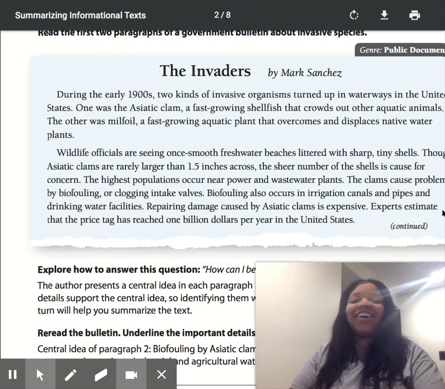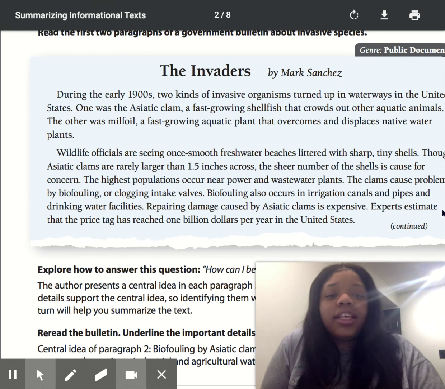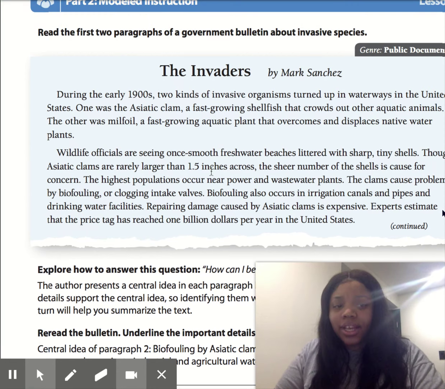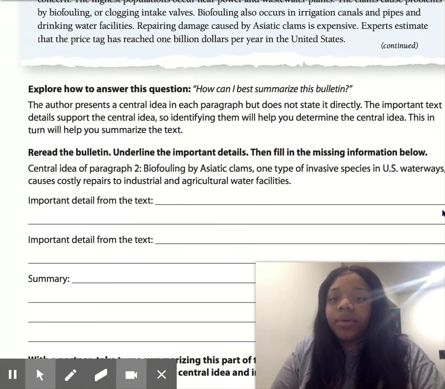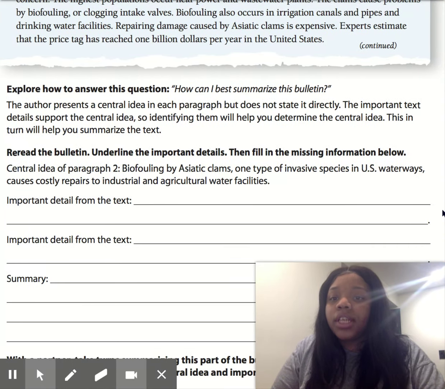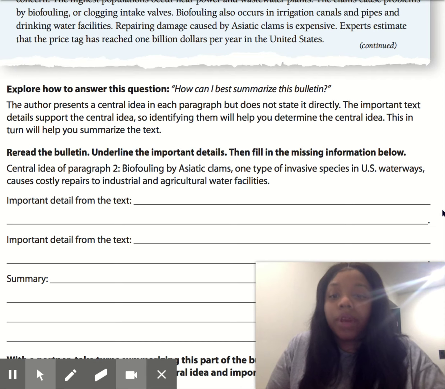Hi. Okay, so this is when you ask yourself, how can you best summarize this text? So the author presented a central idea in each paragraph, but does not state it directly. The important text details support the central idea, so identify them, and then that will help determine the central idea. This in turn will help us with our summary. Yes? Yes. Okay.